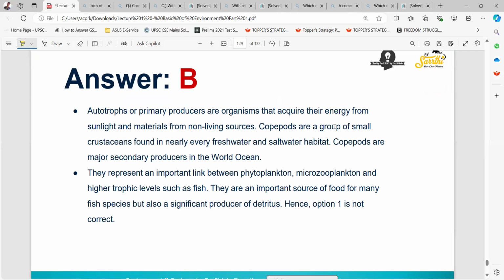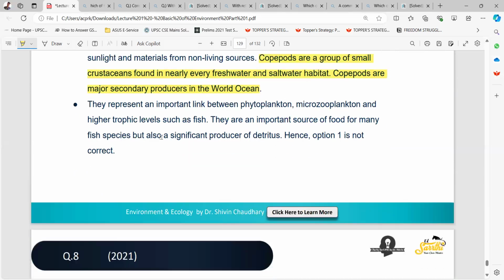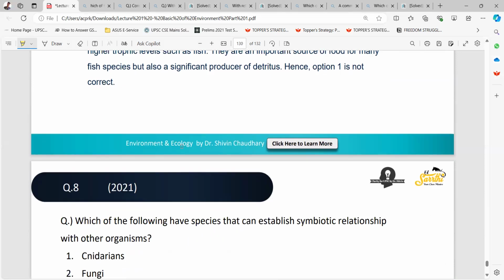Copepods are a group of small crustaceans found in nearly every freshwater and saltwater habitat. Copepods are major secondary producers in the world ocean. They represent an important link between phytoplankton, microzooplankton, and higher trophic levels such as fish. They are an important source of food for many fish species, but also a significant producer of detritus.